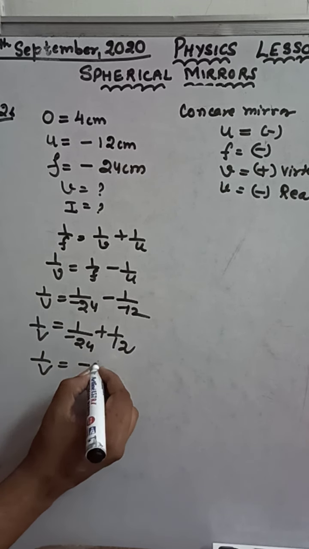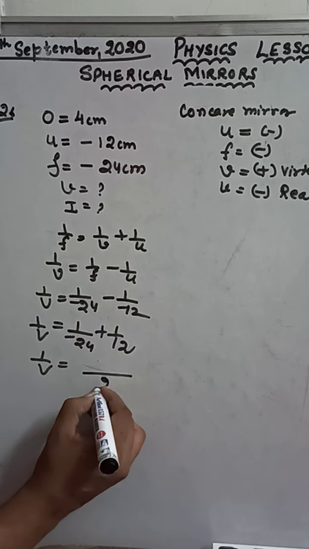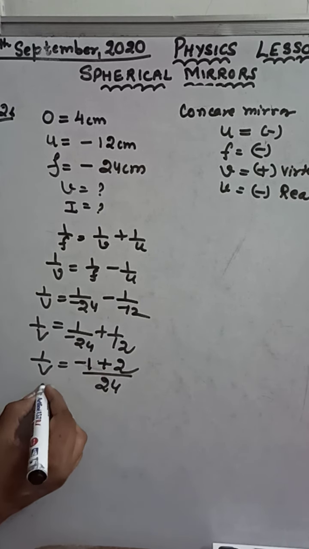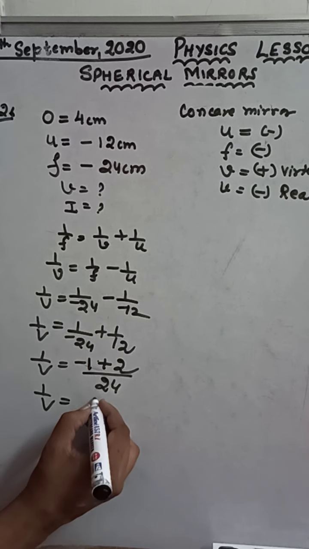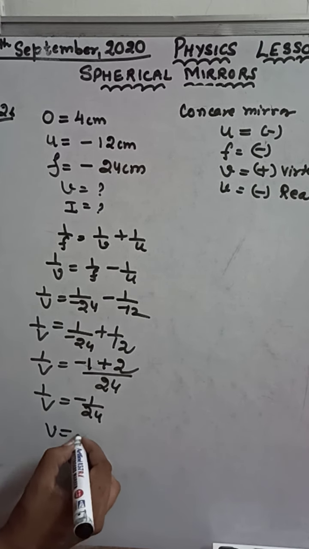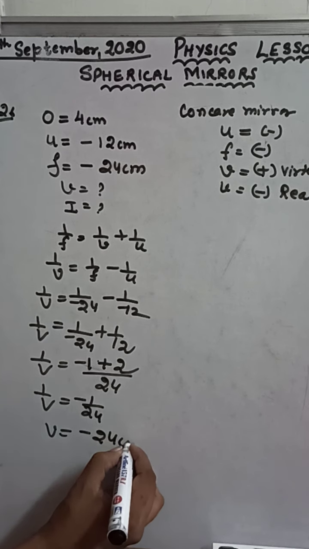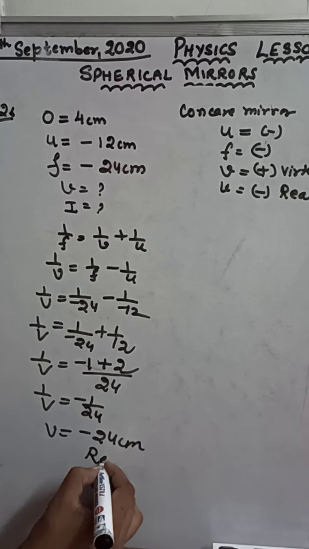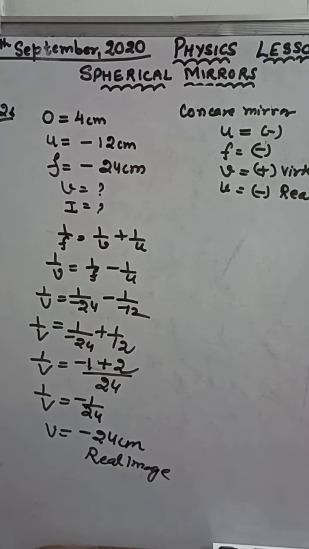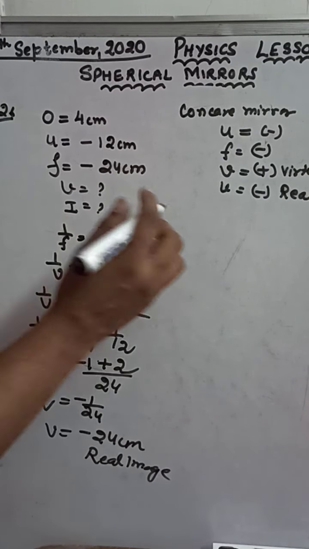Now you will be taking the LCM 24. So it will be minus 1 plus 2. So 1 upon v will be equal to minus 1 by 24. Therefore, image distance will be minus 24 centimeter. That means it is a real image. Now we have to find the image height.